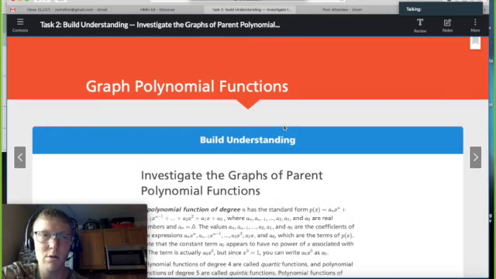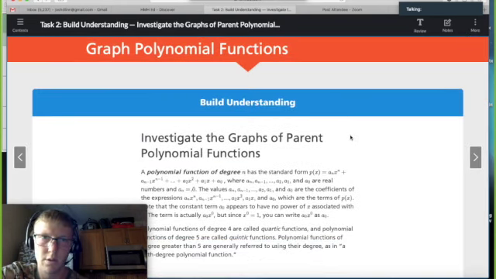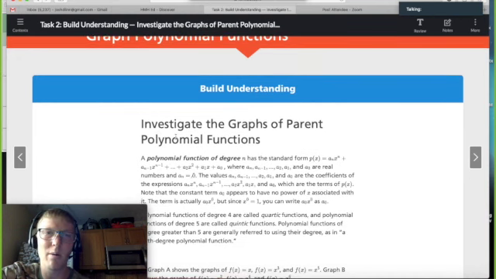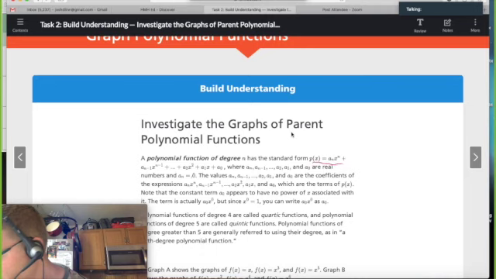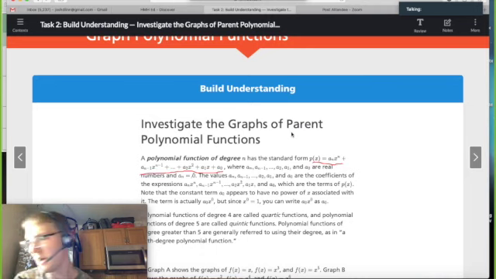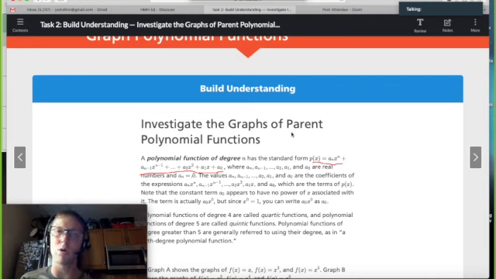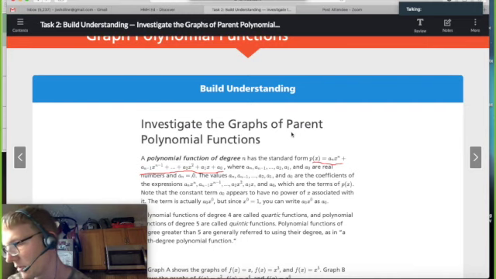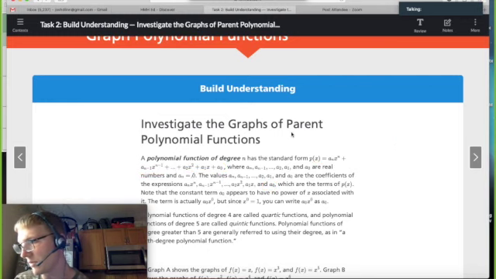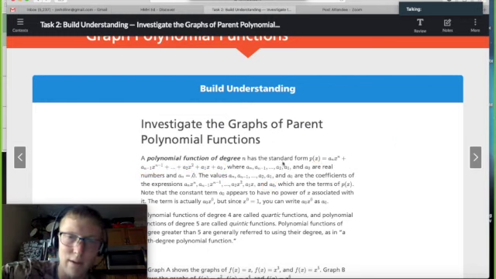So we're going to wait for this to load. When it says graphs of parent polynomial functions, that's just a fancy way of saying x to the nth power. You'll notice here all of this stuff. That's, again, just a fancy way of talking that we're going to go to the higher degrees of our x values. It also notes things like x to the 0th is equal to 1. So you'll notice this last value is just a normal 1. That's why they drop the x value off of that.